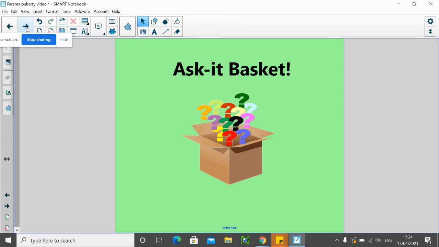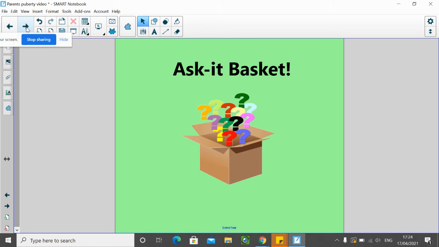We also have something called an Ask It basket, which is basically just a box where the children can put any and all questions in. We always say to the children they can put anything they like in there. They can keep it anonymous if they want, or they can put their name on. But we do say that there might be some questions they ask that we just can't answer.